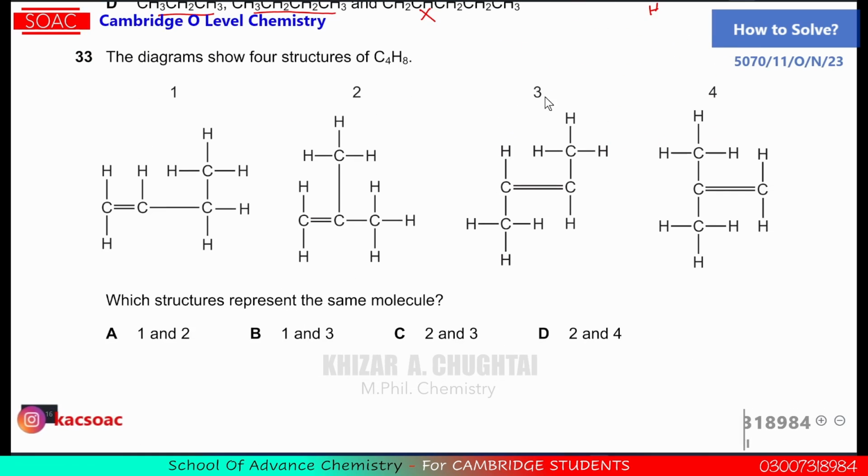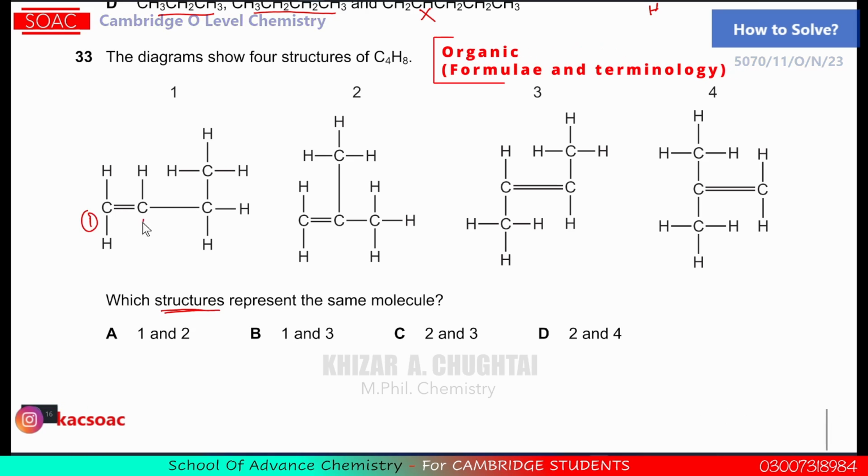Question number 33. The diagram below shows four structures of C4H8: 1, 2, 3, 4. Which structures represent the same molecule? I mean, which one has the same molecular formula and the same structural formula, basically? Which one has the same structural formula or the same name, you can say? So what is the name of this one compound? I am going to write the name.